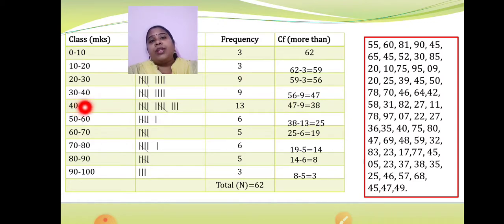In CF more than type, what do we see? Upper class limit. Yes. So what is the upper class limit of this? 40. And it corresponds to how much? 38. Next question, suppose I ask you, how many students have got marks 60 or more than 60? Right. So just look here. 60 is not included here. 60 is included here. Upper limit we see. So 60 to 70, this class interval, corresponds to how much? 19 in the CF column. So 19 students have got marks 60 or more than 60.